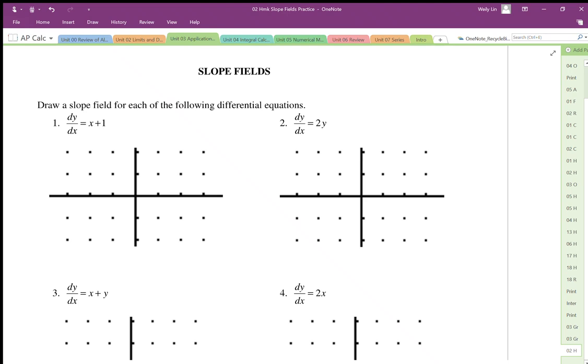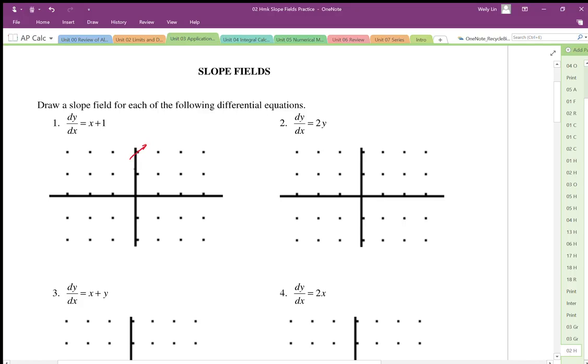These are a few solutions to the slope fields worksheet, the 0-2 homework. Question 1 asks us to draw a slope field for each of the following differential equations. A slope field can be drawn by just making slope segments by substituting in x and y coordinates. For example, if I plug in x equals 0, I get a slope of 1.